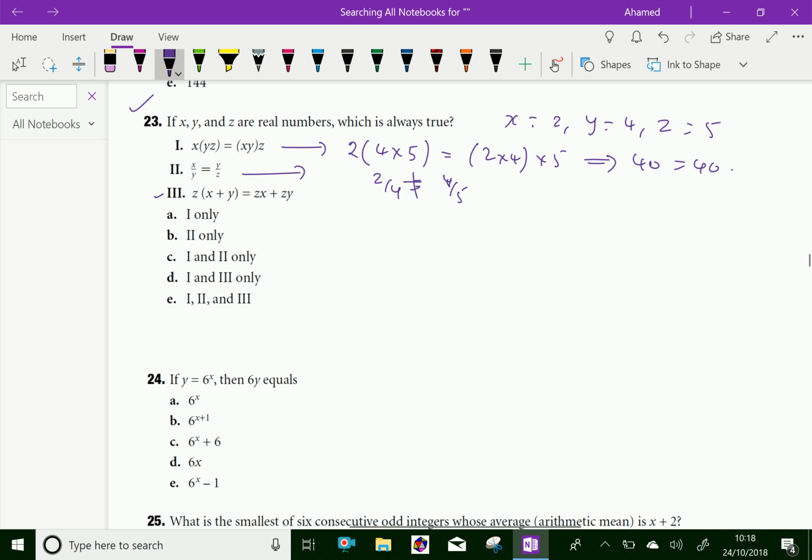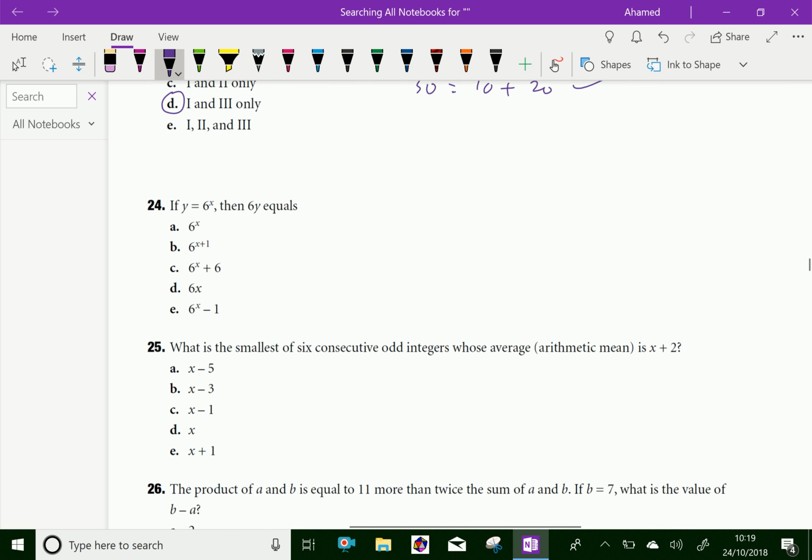But the third option is possible. Here, the third option is Z into X plus Y equals XZ plus ZY. With X is 2, Y is 4, and Z is 5, this is 2 plus 4 is 6, 6 into 5 is 30, and 2 fives are 10 plus 4 fives are 20, which is 30. 30 equals 30, so it is okay. This third choice is always possible, and the first choice is always possible. So choices 1 and 3 only, the answer is D.